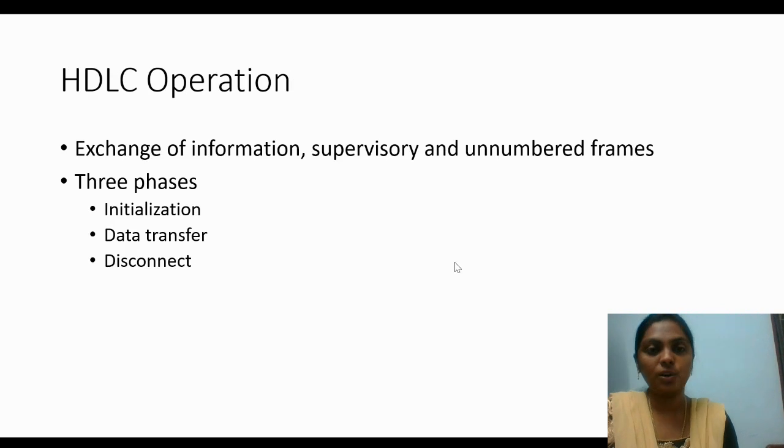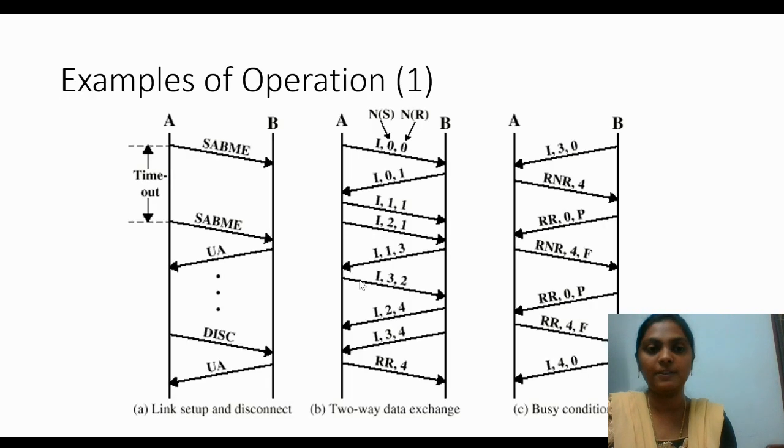And then HDLC operation. We have seen all the modes and the frames. So what about the operation? It includes three phases: initialization, data transfer, and disconnect. In the initialization phase, the mode will be set, the link will be established, and then the frame transmission will happen. And finally, after transmission, the link will be disconnected. This is an example scenario of how the link setup is happening, and then the two-way data exchange and the busy condition. First, about the link setup and disconnect.